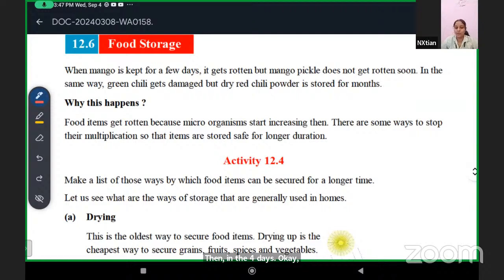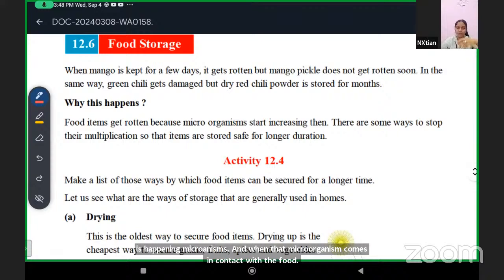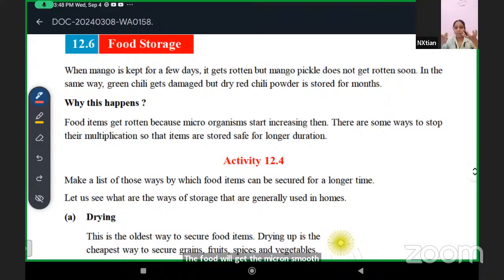Why is it said to store your food items and things in airtight packets and airtight boxes, containers? Why? Because it doesn't allow the air to come in contact with the food. Because we studied that air is having microorganisms. When that microorganism-filled air comes in contact with the food, the food will get the microorganisms, which will then multiply and spoil or rot the food. So that is why food is stored in airtight containers.